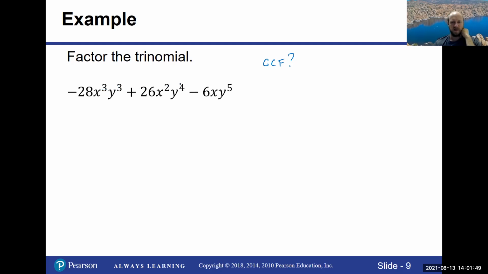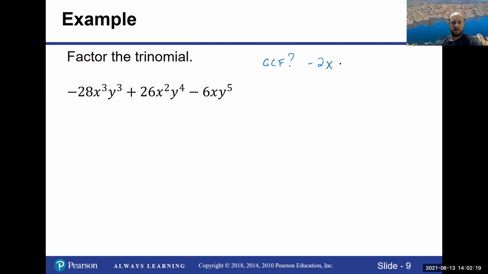Adding the exponents, 2 plus 4 is 6. And the degree of x is just 1, so 1 plus 5 is 6. So it is pretty much in order. But I know that I can at least take out a negative 2 because they're all even. And I took out the negative because I don't want the leading coefficient to be positive when I factor this. And then I have an x to the third, x squared, and an x, so I can take out an x. And I have a y to the third, y to the fourth, y to the fifth.